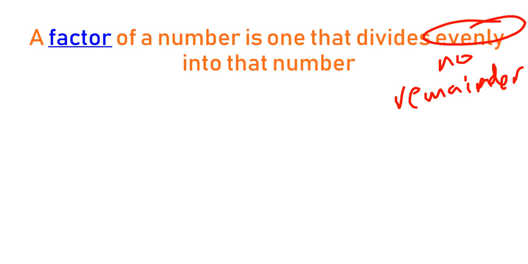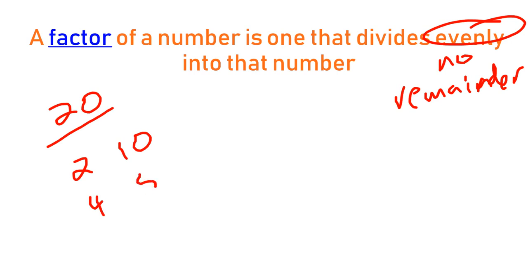So in terms of factors being numbers that divide evenly into that number, if we start with a number like 20, there are lots of different ways we can make 20 using a product of two numbers. Like, for example, 2 and 10. 2 times 10 is 20. 20 divided by 2 is 10, no remainder, so 2 is a factor of 20. 20 divided by 10 is 2, no remainder, so 10 is a factor of 20.